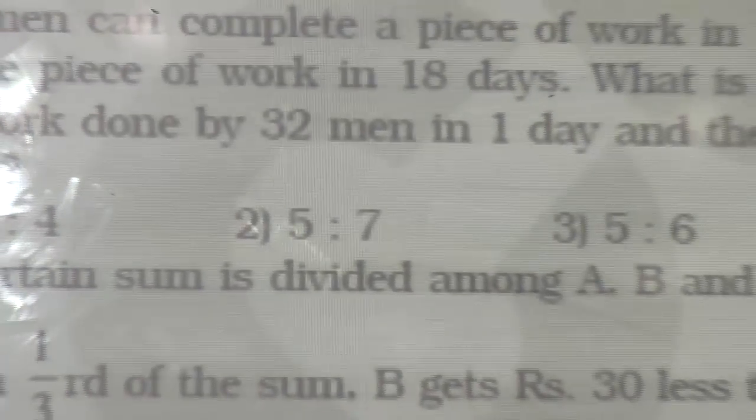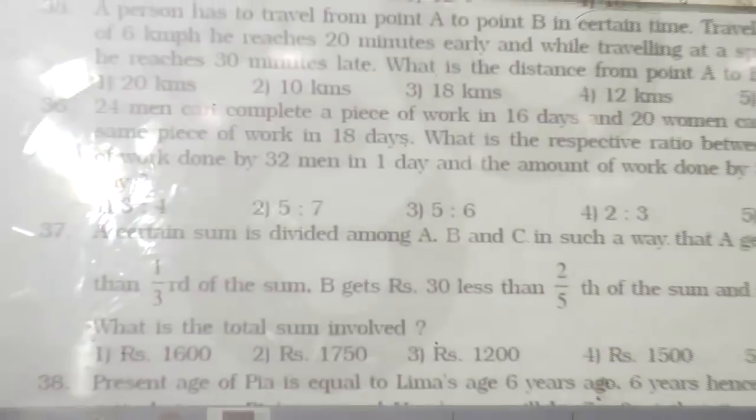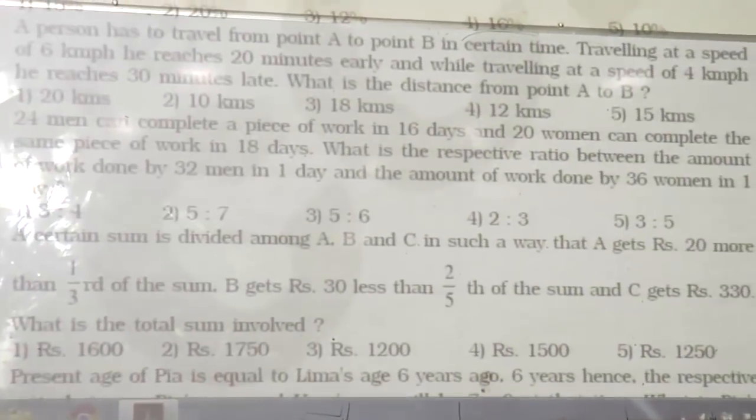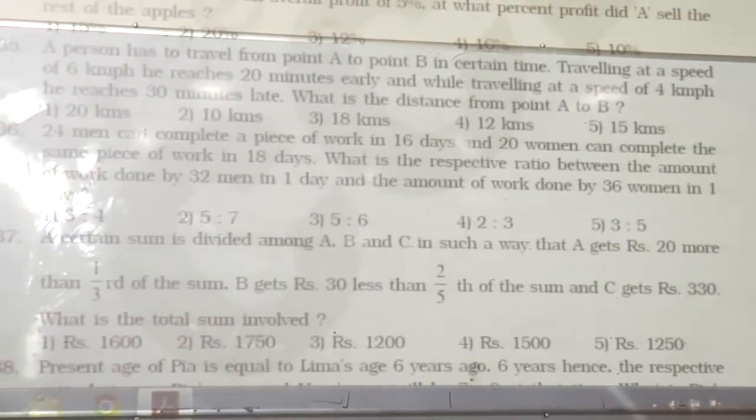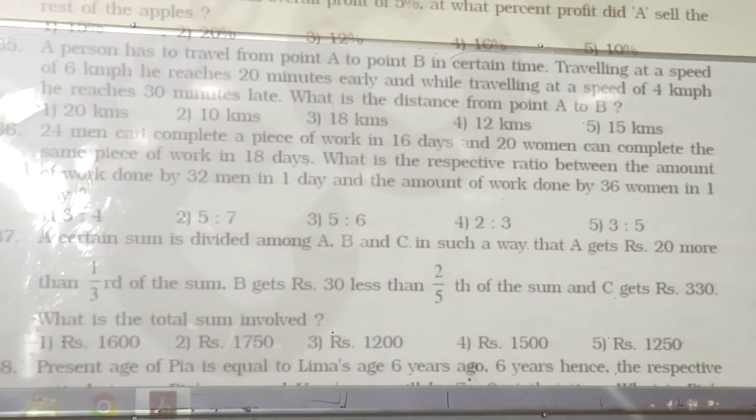Next, a certain sum is divided among A, B, C in such a way that A gets 20 more than 1/3 of the sum, B gets 30 less than 2/5 of the sum, C gets 330. What is the total sum involved? Here, A, B, C, we have 3 persons altogether. You need to calculate the total sum here.